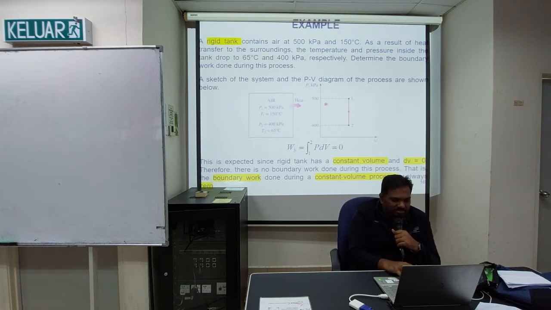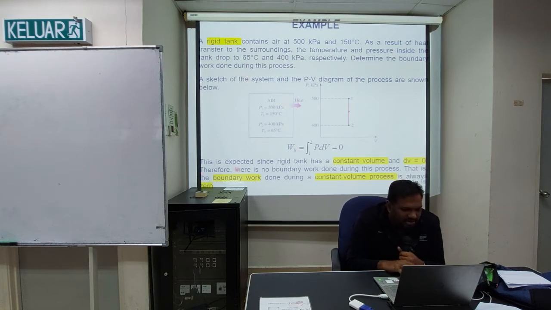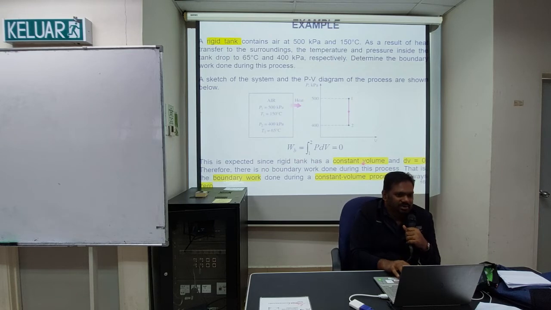Then the PV diagram. So from 500 to 400, dia cakap is a rigid tank. Okay, rigid tank. So 500 to 400. So that is on the pressure and temperature, 150 to 65. Okay, so determine the boundary work done during the process. Okay, this is expected since rigid tank has a constant volume. So rigid tank, so keyword dia adalah rigid tank. So kalau rigid tank is a constant volume, so the boundary work done akan automatically jadi kosong.